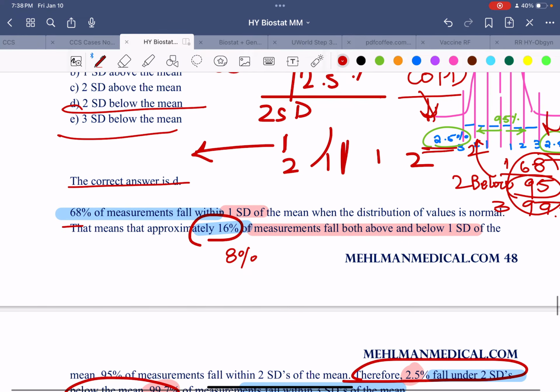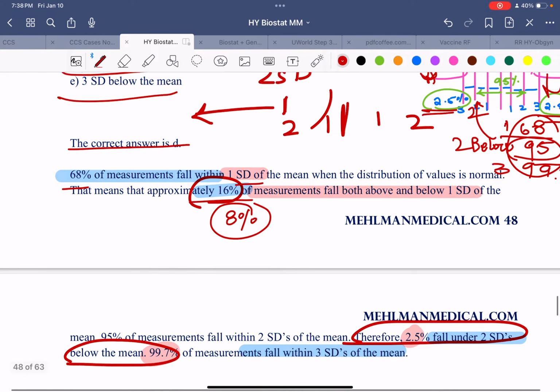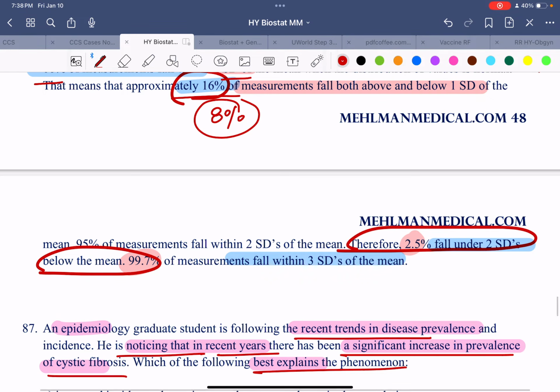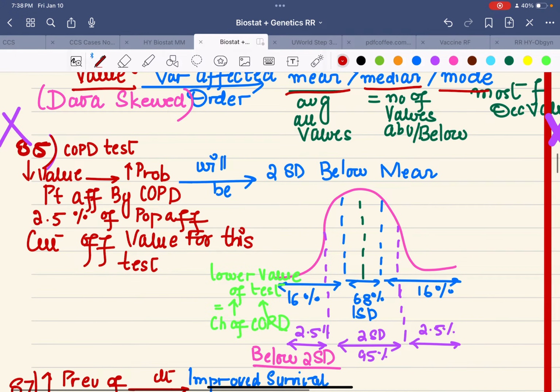So 68% is 1 standard deviation, which makes the remaining 32%, and if you divide it on each side, that would be 16%. Whereas 2 standard deviations would basically mean 95% with 2.5% on each side, whereas 99.7% would mean 3 standard deviations. So here is a quick review.